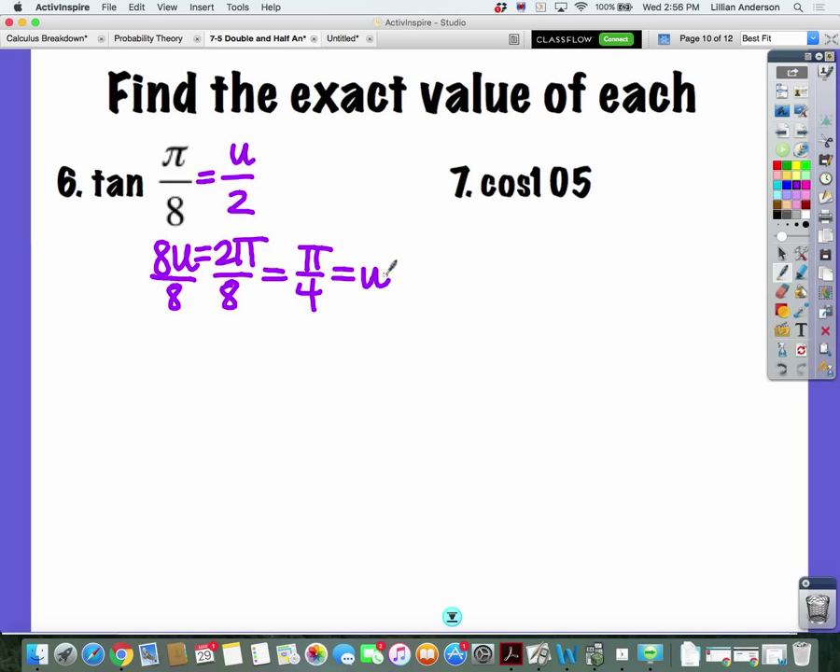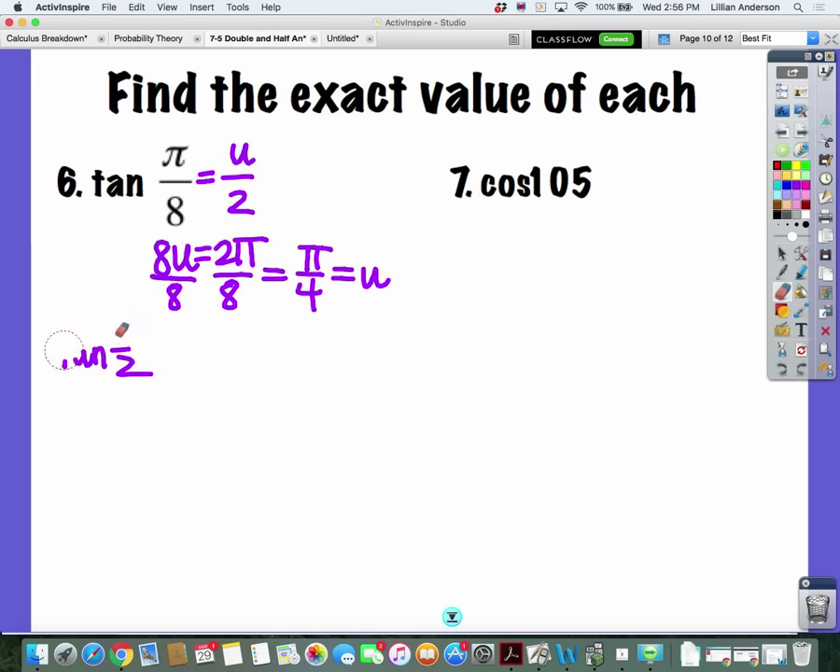Why would you equal it to u? Because since we're trying to find the exact value, we're using half angle identities. When we do the tangent of pi over 8, the half angle identity is basically tangent u over 2. So we're basically matching this up with this. Well, that's the thing. The u is the angle, and we don't know that. So that's why we set it equal to u over 2 to figure out what the angle is. Let's get it plugged in.